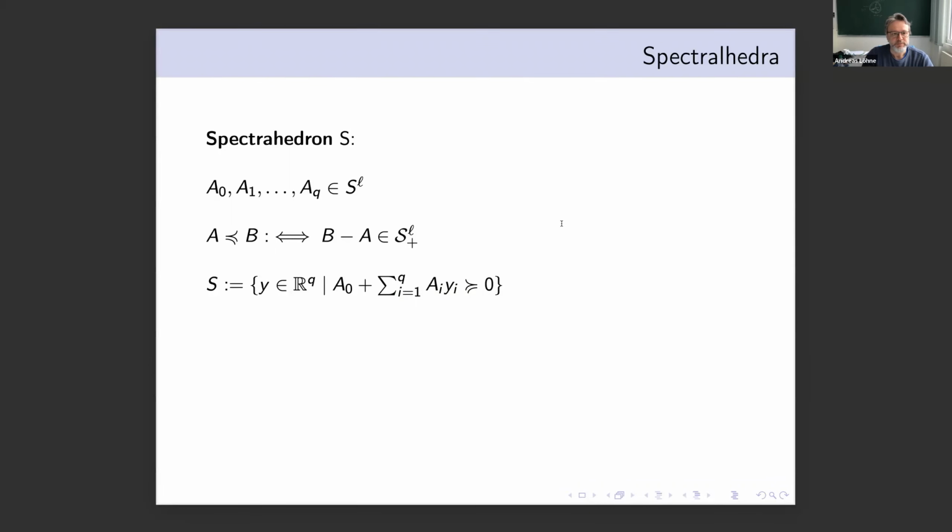So now I come to the next level. I want to say something about spectrahedra. What is a spectrahedron? Our data here are symmetric matrices, L times L matrices. And we define an ordering relation by the cone of positive semi-definite matrices in the usual way. And the spectrahedron is defined as the set of vectors y such that this so-called linear matrix inequality is satisfied.